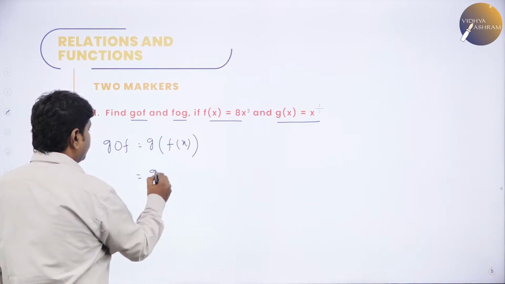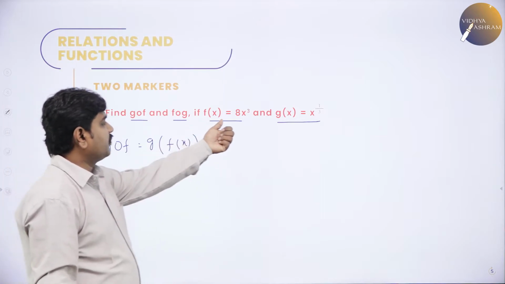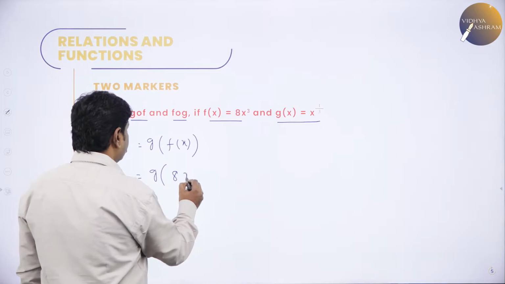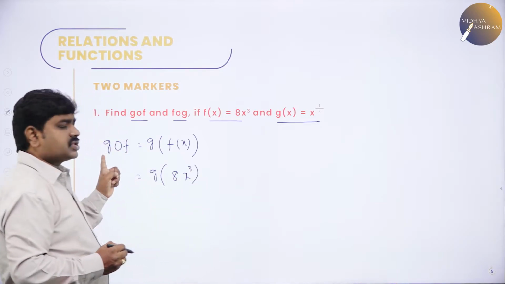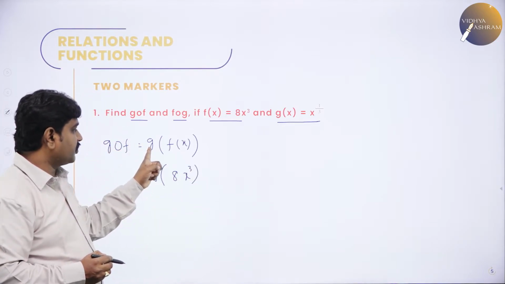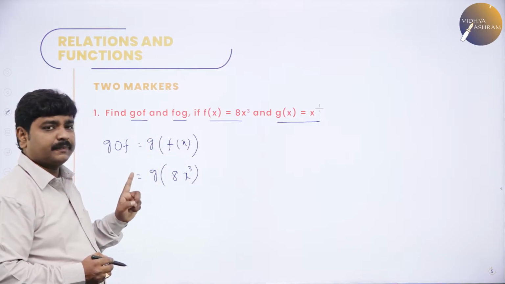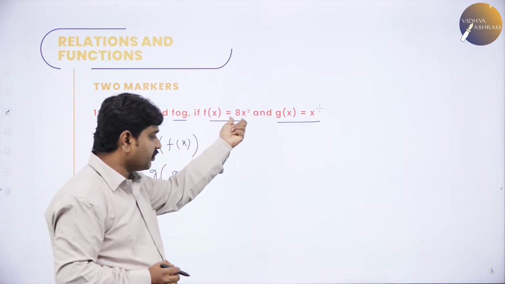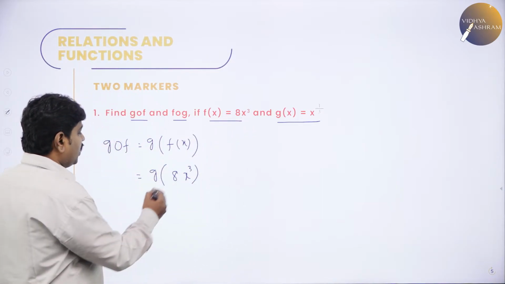Now in the place of f of x, put the value of f of x. What is f of x? 8x cube. So in the place of f of x, I will put 8x cube. So first, what is this? GOF. GOF means GOF x. GOF x means g of f of x. G of f of x means, in the place of f of x, put the value of f of x. What is f of x? 8x cube. Now g of 8x cube.